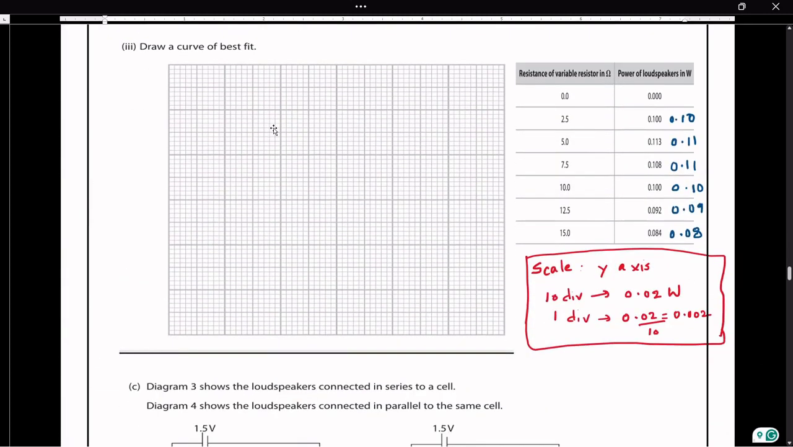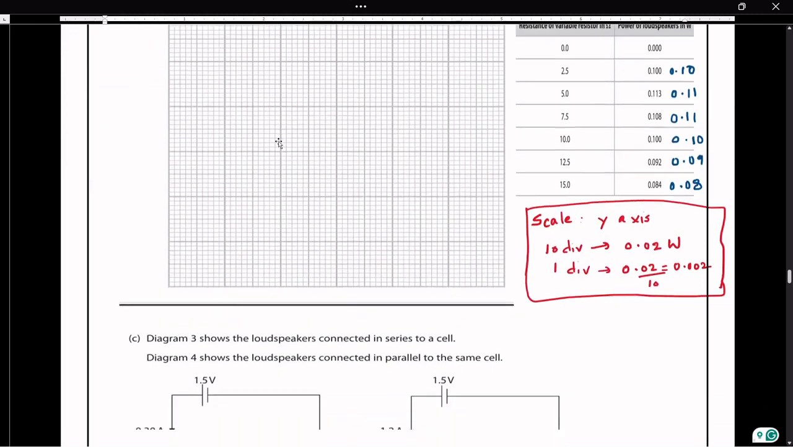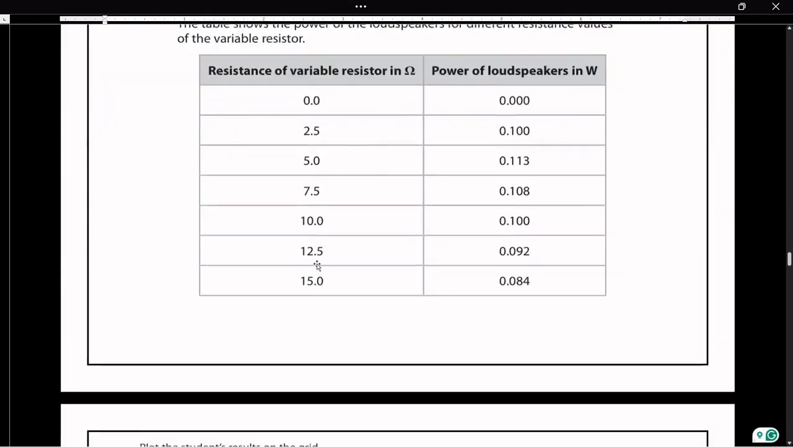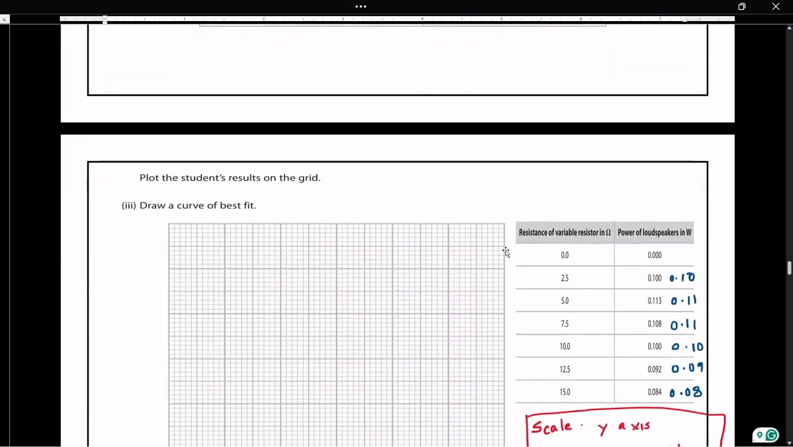So I'm going to take resistance on the x-axis. So let me mark it here. Resistance in ohms, resistance on the x-axis. And the other one, power in watts on the y-axis. I'm marking power here. Power in watts. So this is the y-axis.